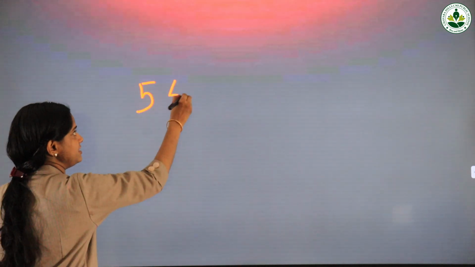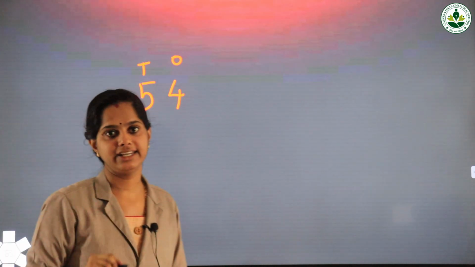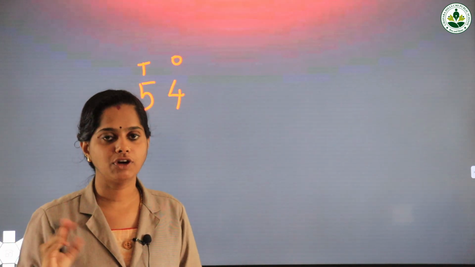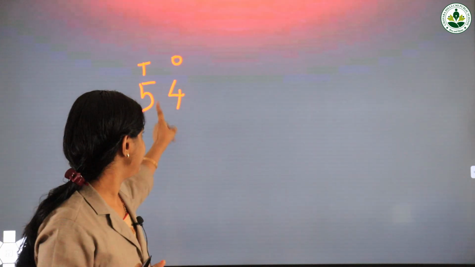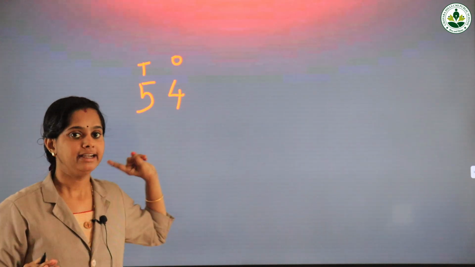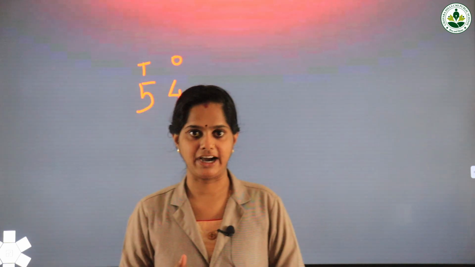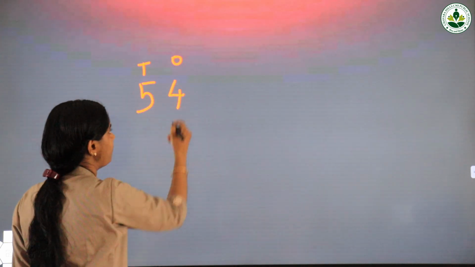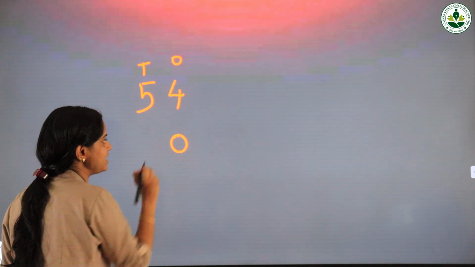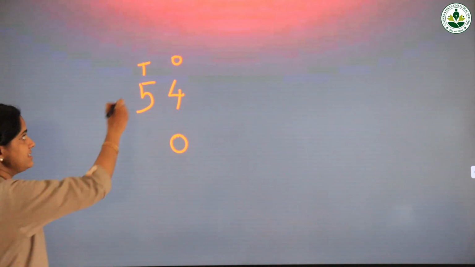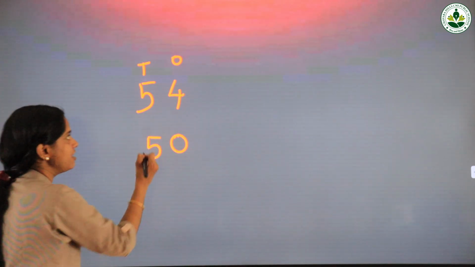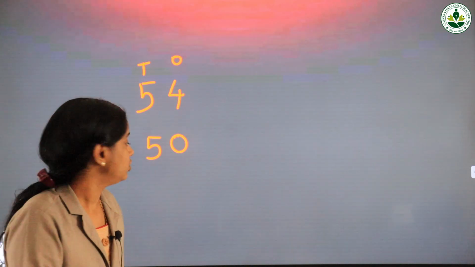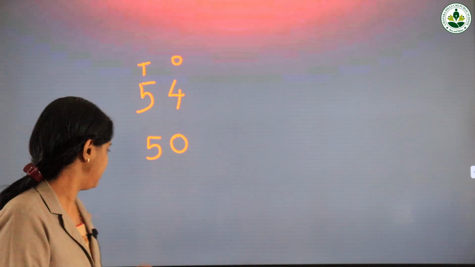Another example. 54. Round off 54 to the nearest 10. First step, look at the digit in the ones place. Here we can see that it is 4. We know that 4 is less than 5. Then round off by writing 0 in the ones place without changing the digit in the tens place. So 54 rounded off to the nearest 10 is 50.